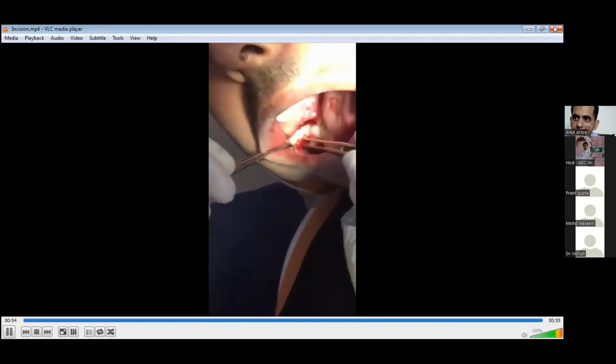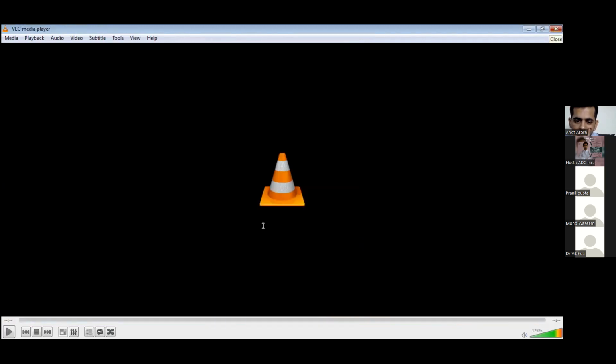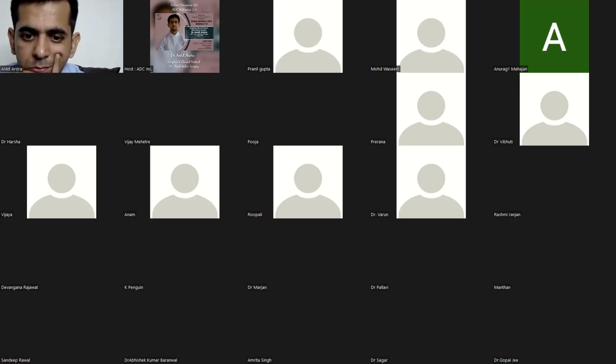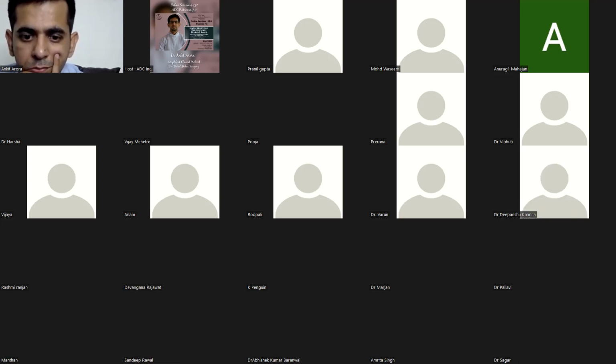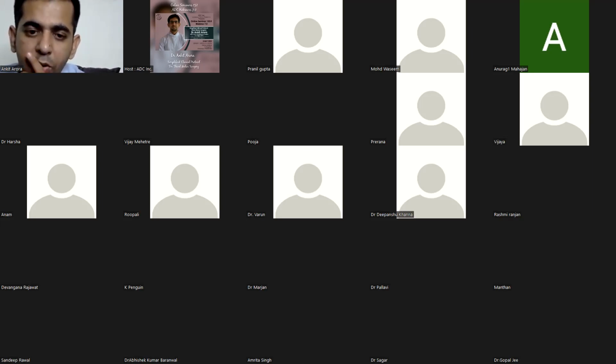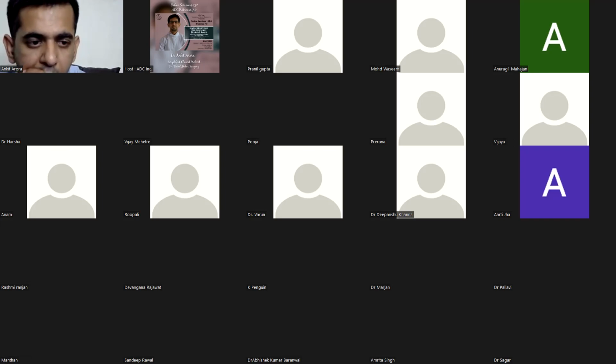Now an incision should be made for the third one. Okay, so this is how we give the basic incision.